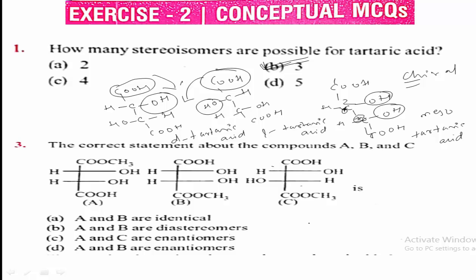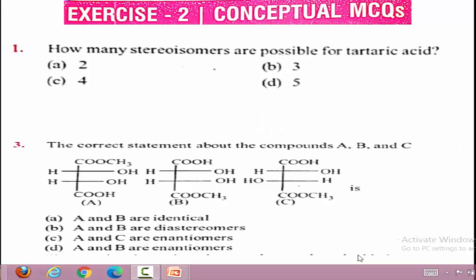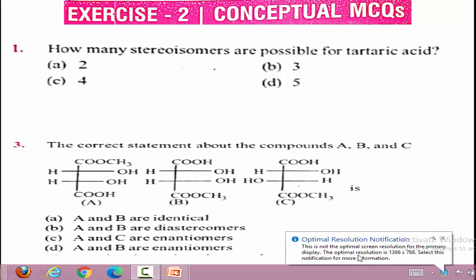Okay, therefore the given tartaric acid structure contains 3 stereoisomers. Students, next question number 3. The correct statement about the compounds A, B and C. Students, carefully observe the A, B, C structures first. Then the options are given here.